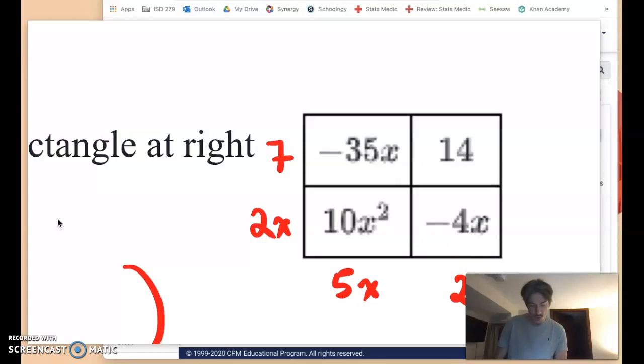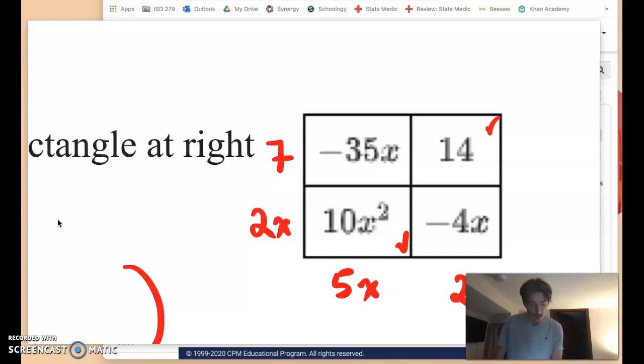It's true that 5x and 2x, when I multiply them, give me 10x squared. So we're good there. Check. And it's true that 7, when I multiply it by 2, gives me 14. So we're good there. Check. The problem is, it doesn't give me a negative 35 and a negative 4, okay? Negative 35x and negative 4x. So what's one way that I can still accomplish that?